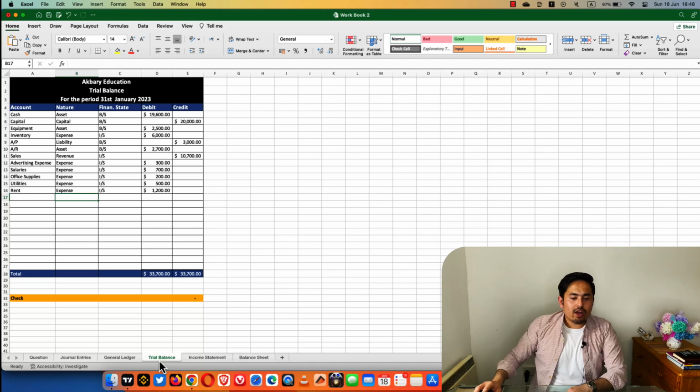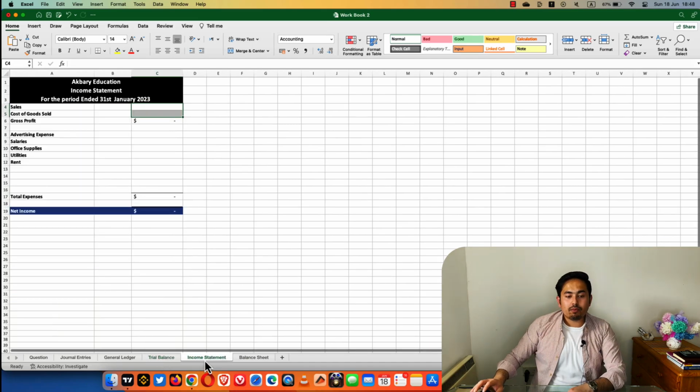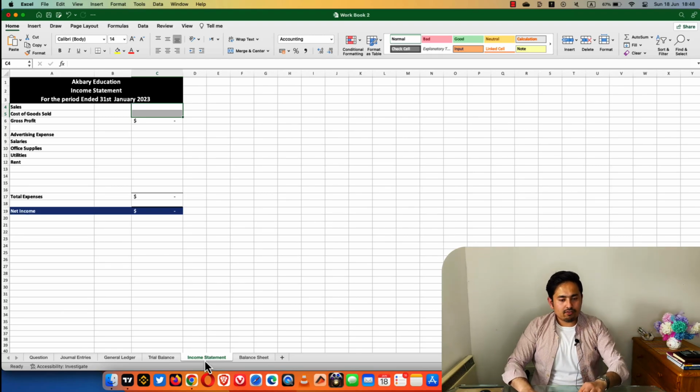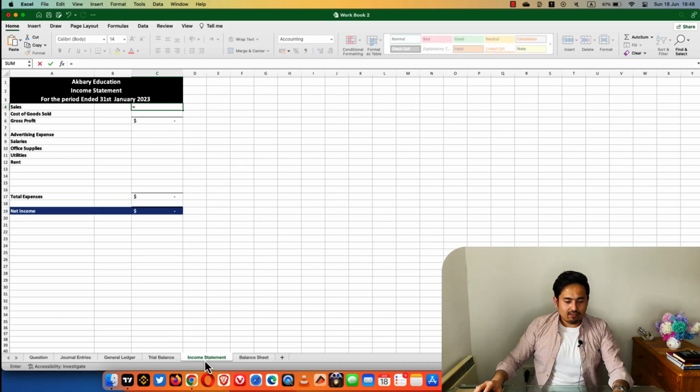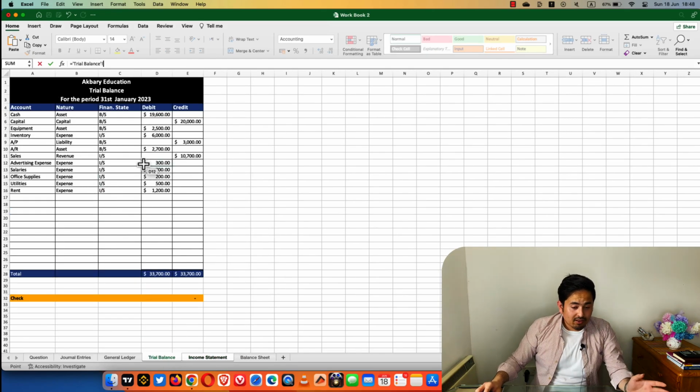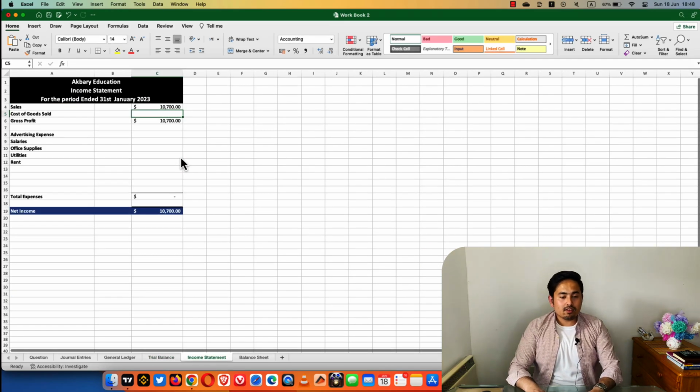So we have reached the trial balance, and now it is time to prepare our income statement and the balance sheet. Directly jumping to that, what happened? We have sales, we have the income statement. From the income statement, what's sales? Here we have the income statement. This is expense, and this is revenue. Well, we have 10,700 as sales.